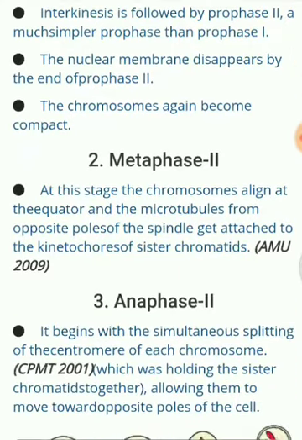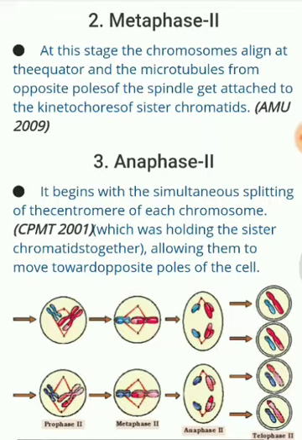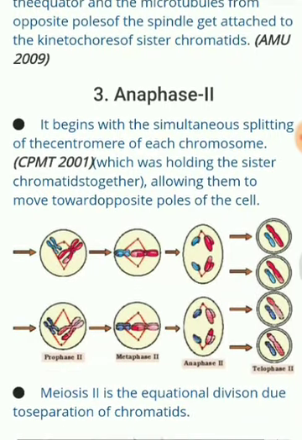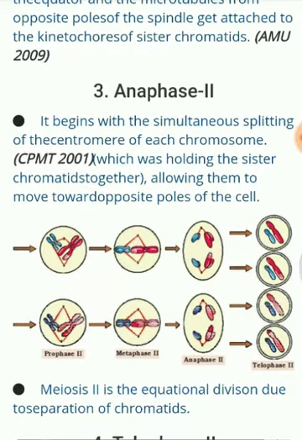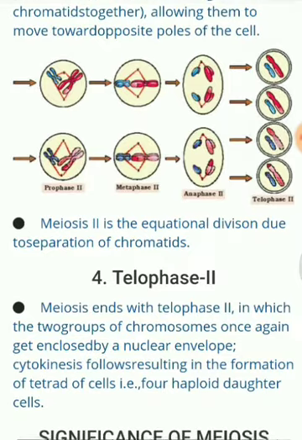Metaphase 2. At this stage, the chromosomes align at the equator and the microtubules from the opposite poles of the spindle get attached to the kinetochores of the sister chromatids. Anaphase 2. It begins with the simultaneous splitting of the centromere of each chromosome, which is holding the sister chromatids together, allowing them to move towards the opposite poles of the cell. Meiosis 2 is the equational division due to separation of chromatids.